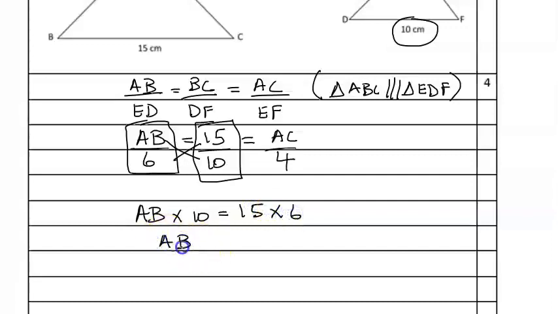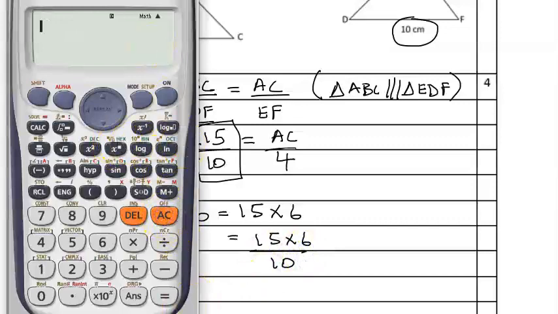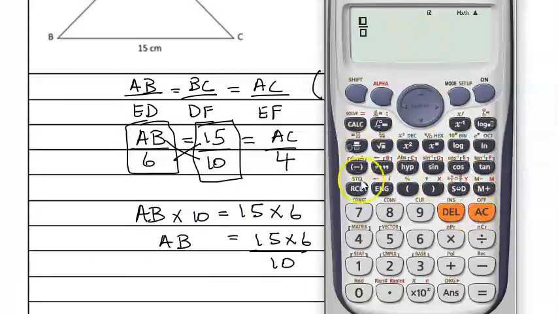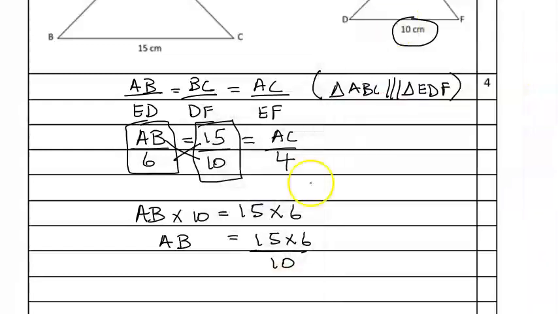AB equals 15 times 6 divided by 10. Let's put that in our calculator. Times 6 divided by 10, and that's equal to 9. So my solution there will be 9, and the units given is centimeters. Answer is AB is 9 centimeters.